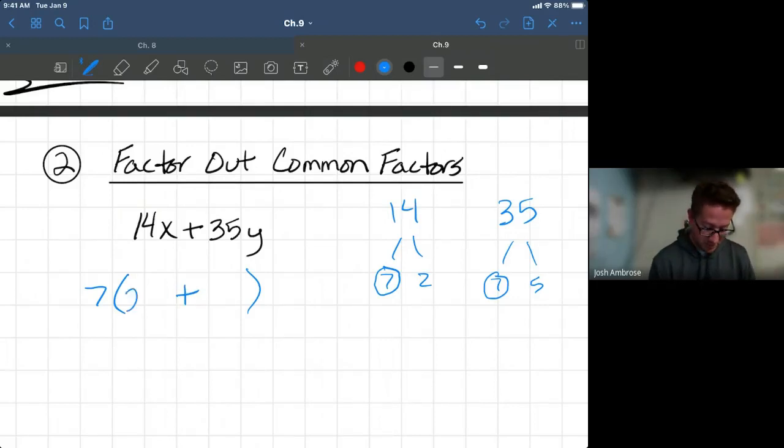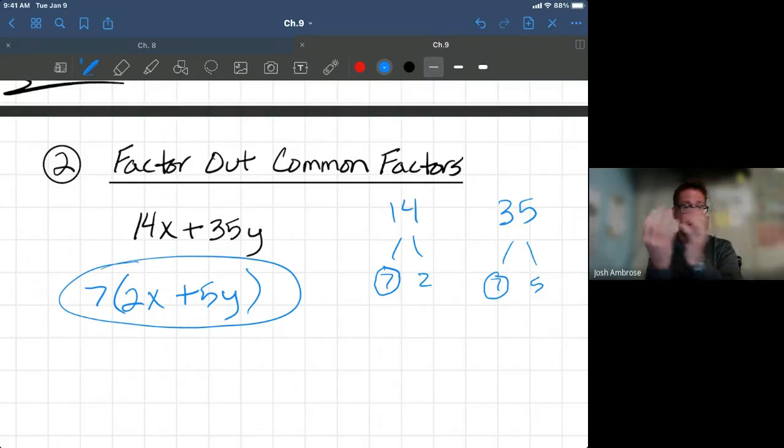I have 2 left over here. I have 5 left over here. The x and the y, there's nothing common. X is x, y is y. They don't have anything in common. This is your solution.